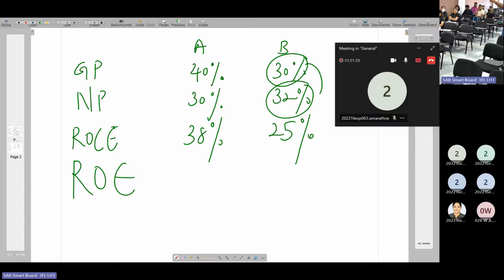If you are taking based on net profit ratio, you would select company B. That is it. Company B.